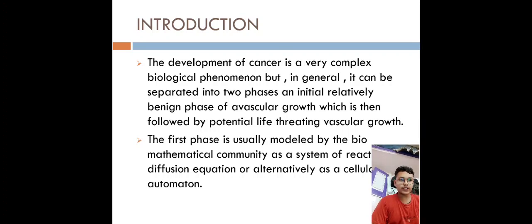Introduction. The development of cancer is a very complex biological phenomenon, but in general it can be separated into two phases: an initial, relatively benign phase of avascular growth, which is then followed by potentially life-threatening vascular growth. The first phase is usually modeled by the biomathematical community as a system of reaction diffusion equations, or alternatively as a cellular automaton.